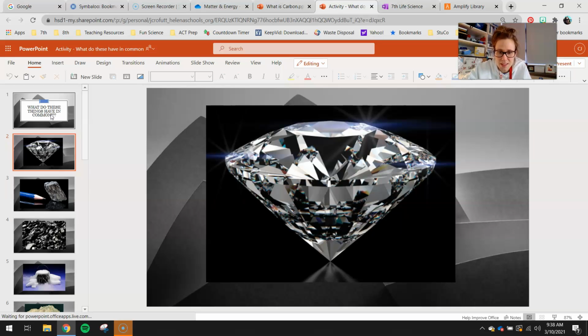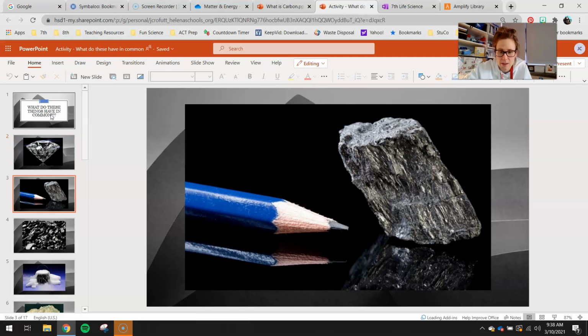Okay. So think about what you know about a diamond, and then maybe take that thought onto the next picture. This is graphite. A lot of you will say, oh, there's lead in my pencil, but it's actually graphite now because lead is proven to be toxic to humans. So now we use graphite in our pencils. It's very soft, and that's why it makes a great pencil lead.